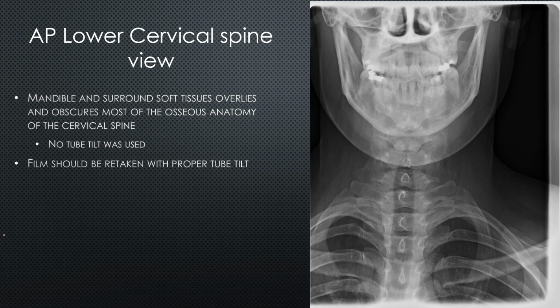There was no tube tilt that was used, and we've gone over what the tube tilt for an A to P lower cervical spine should be, which is 15 degrees cephalad. So in order to ensure that we are getting a proper view of all of the cervical spine, we need to utilize that tube tilt. So this film needs to be retaken with that 15-degree upward or cephalad tube tilt.